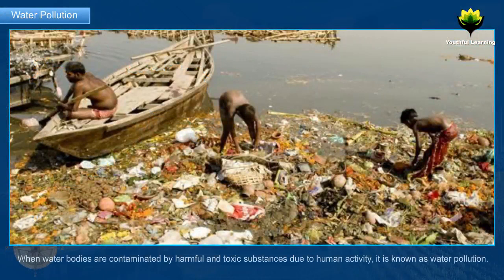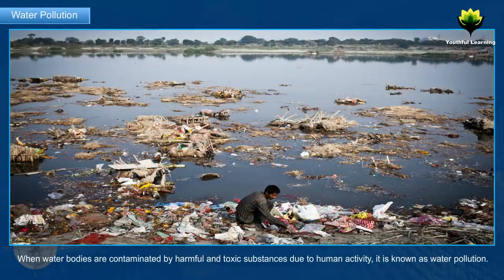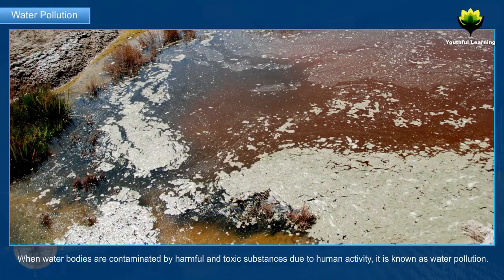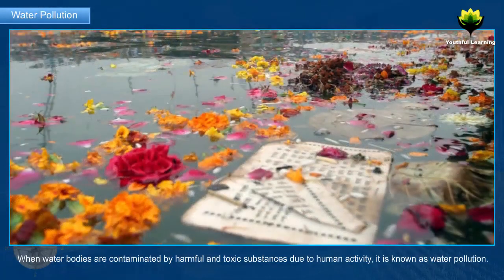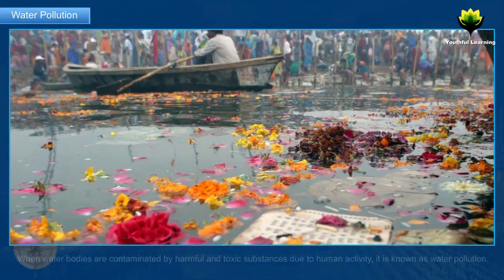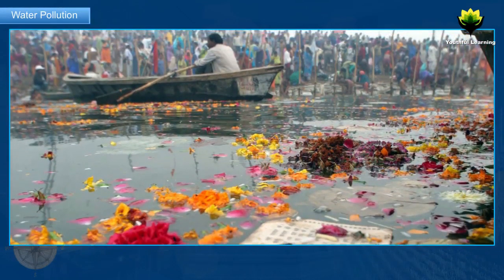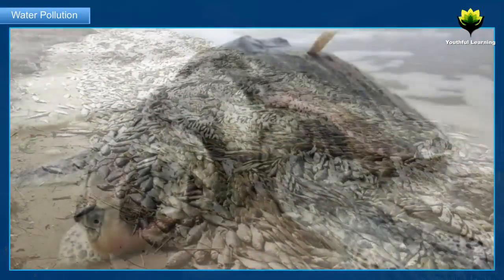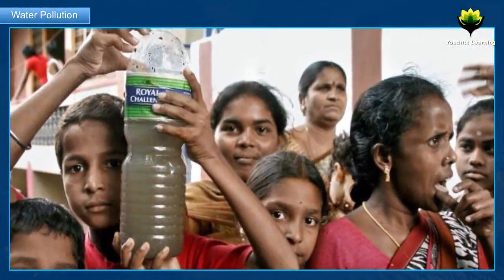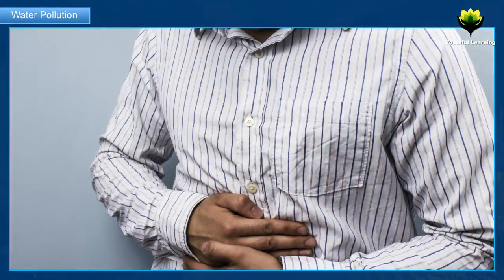Water pollution. When water bodies like rivers, lakes and oceans are contaminated by harmful and toxic substances due to human activities, it is known as water pollution. It leads to deterioration of water quality, which adversely affects aquatic life and destroys aquatic ecosystems. Consuming polluted water can cause health problems in humans.